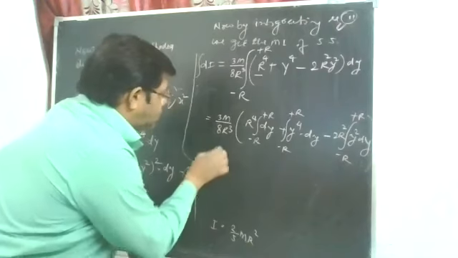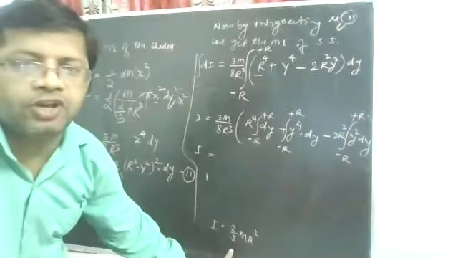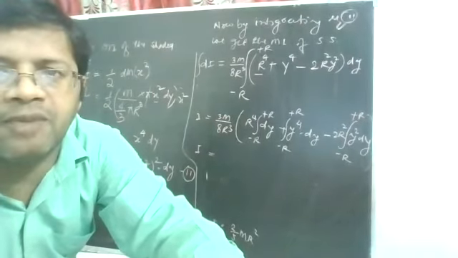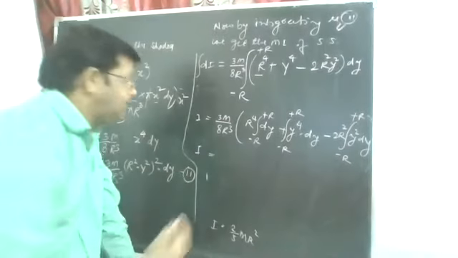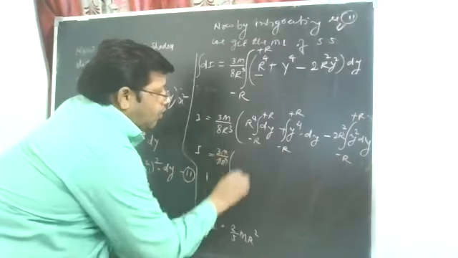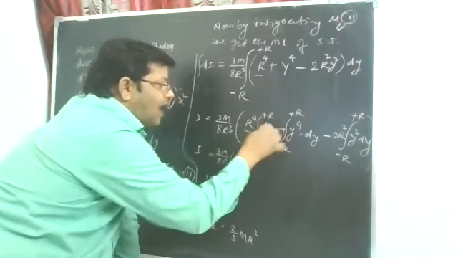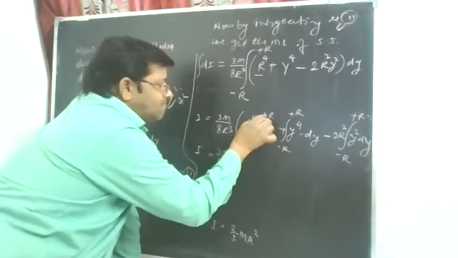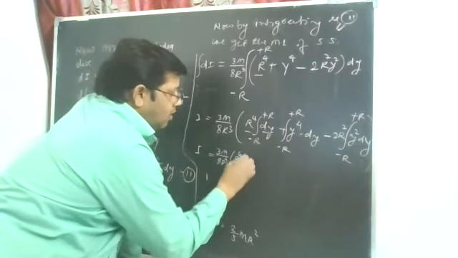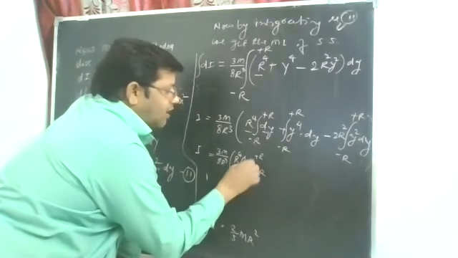Now how will you solve? Let us see again. The final derivation you will get is 2 by 5 mr square. Now you will see here 3m by 8r cube. What is the integration of dy? dy is y, upper limit r minus lower limit minus r, that is r minus minus r, that is 2r.